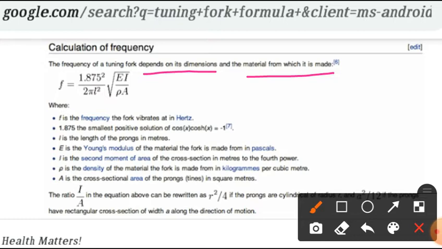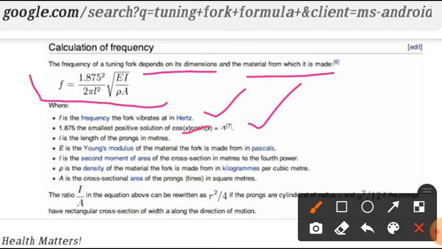So frequency f is equal to 1.875 squared by 2 pi L squared times the root of EI by rho A, where f is the frequency at which the fork vibrates in hertz. 1.875 is the smallest positive solution of cos x cosh x equals minus 1. L is the length of the prongs in meters.